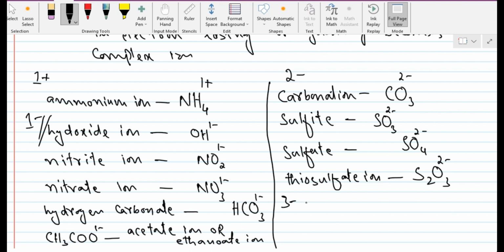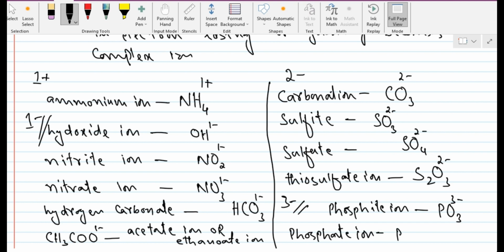Lastly, with 3 negative, these are the phosphite ion with the formula PO3, charge 3 negative, and the phosphate ion, formula PO4, 3 negative. So my advice, if you memorize all these, it will be very convenient for you to write down formulas very easily.